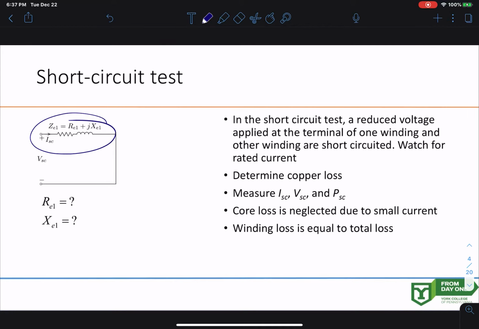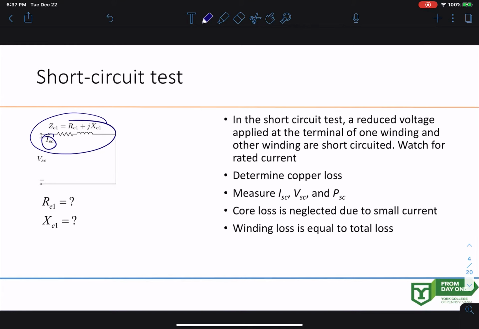And to measure the winding parameters right here, we're going to do a short circuit test. That means your secondary is now short circuited. Once the secondary is short circuited, you apply a voltage until you get the rated current. You don't want to apply rated voltage. If you apply rated voltage, the current would be so high that it's gonna destroy your winding.